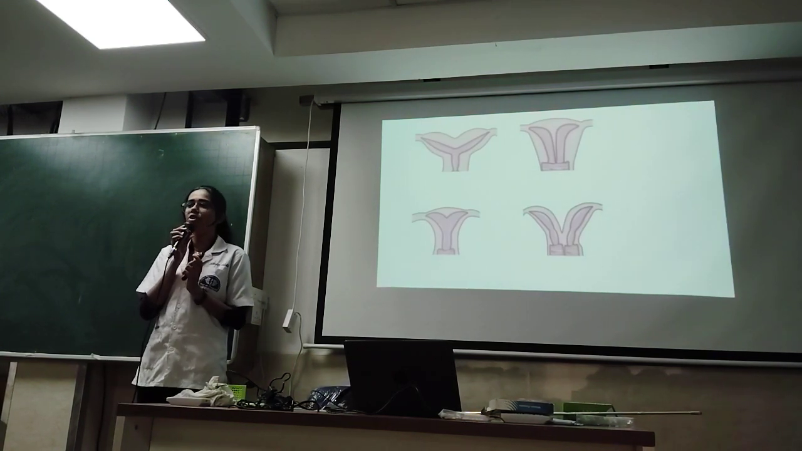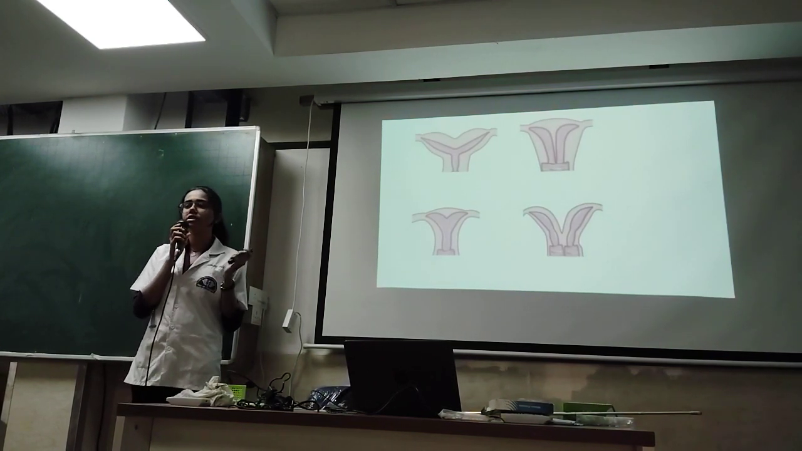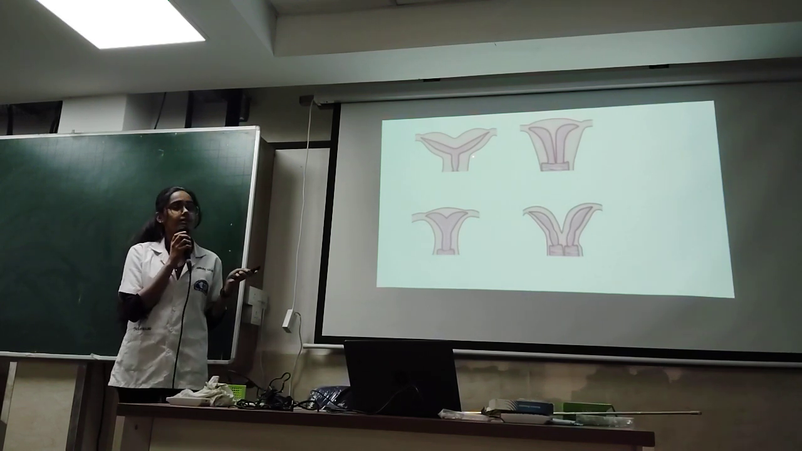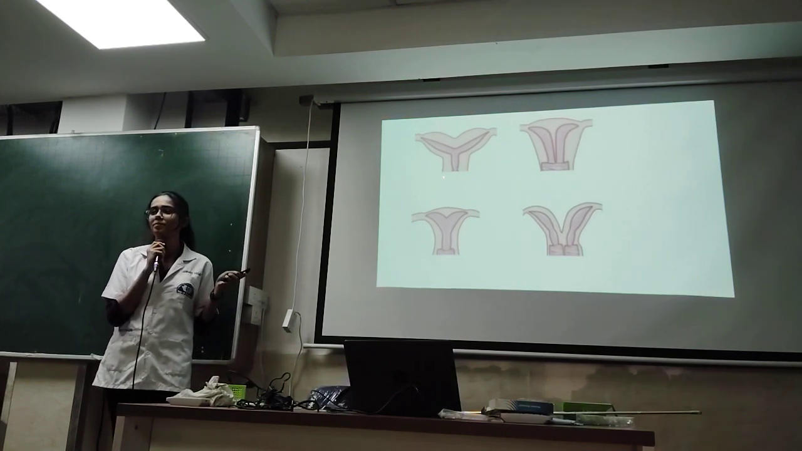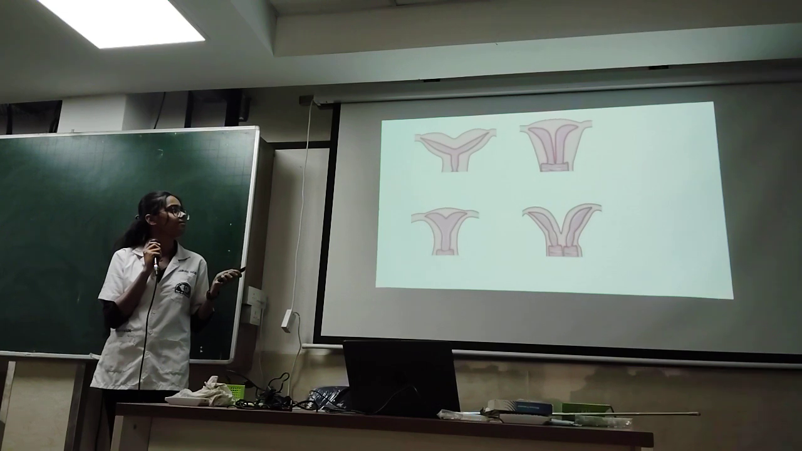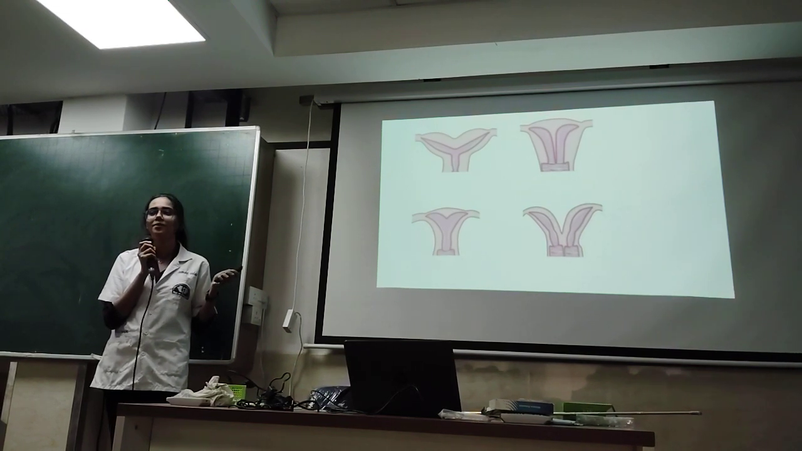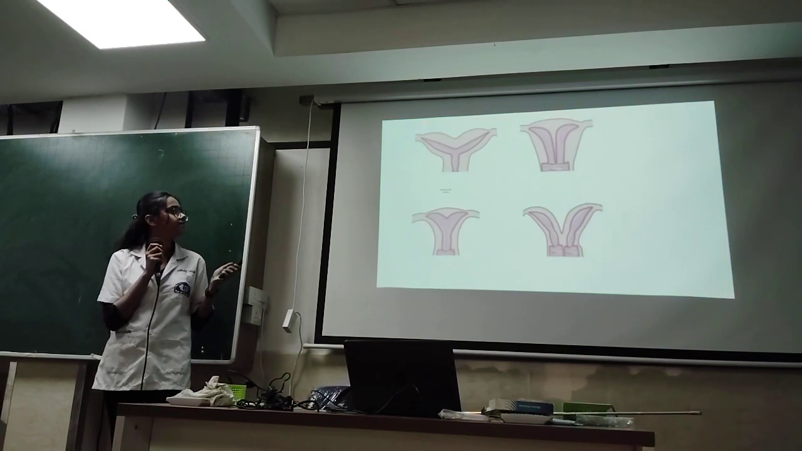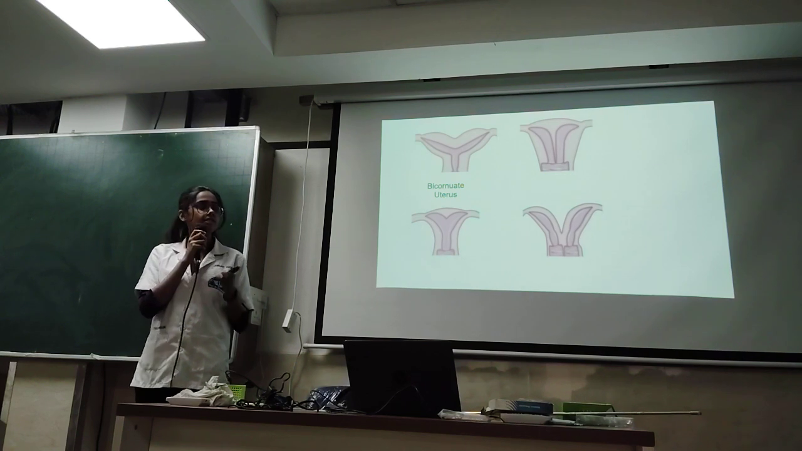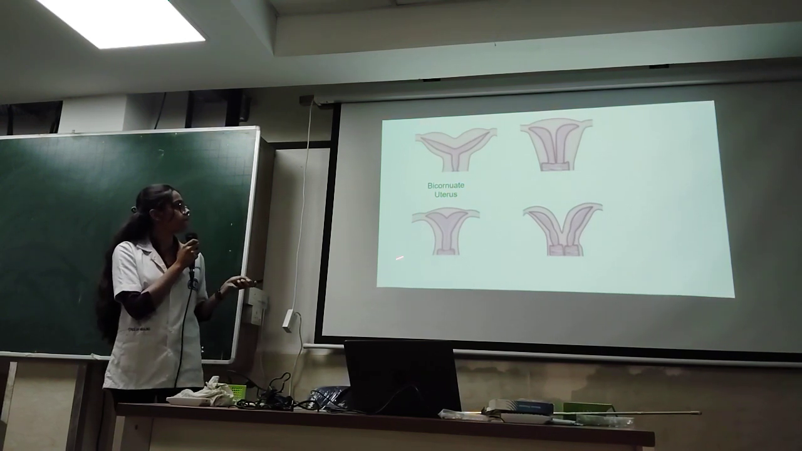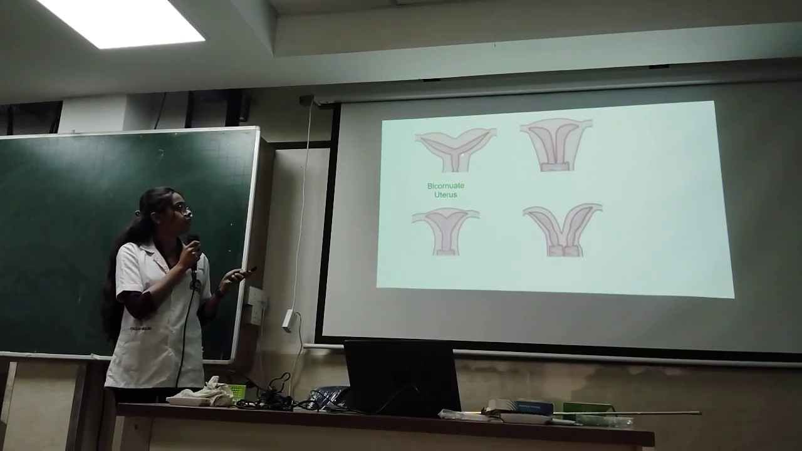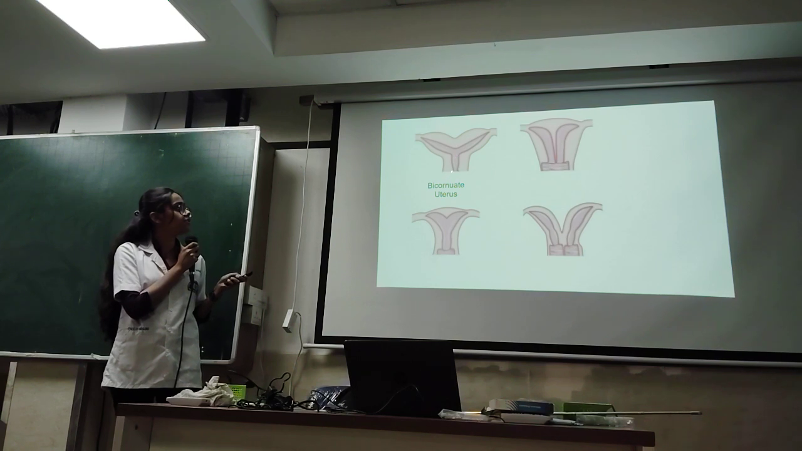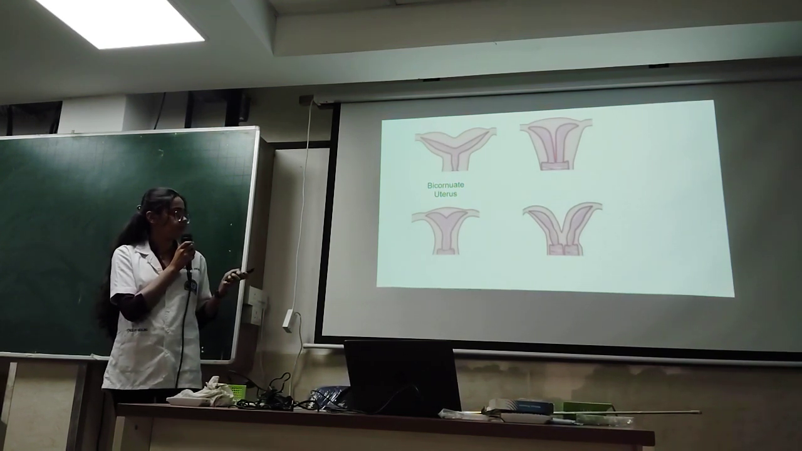So let's check our knowledge. Can anyone tell which is the first one? It's the bicornuate uterus, because we can see there are the two uterine horns and there's a single cervix and a vagina. Also there's partial fusion taking place.